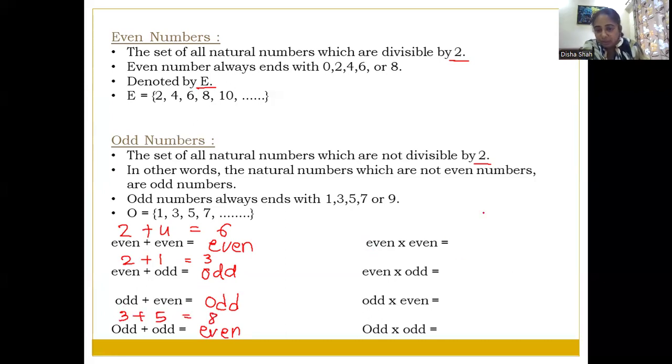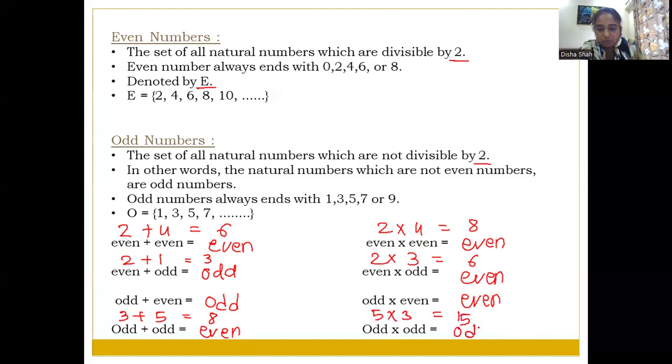Next, even into even. Now let's see multiplication में क्या होता है. इवन नंबर को एक दूसरे इवन नंबर से मल्टीप्लाई करोगे, so answer will always be an even number. Even into odd, so 2 into 3 is 6. So even into odd will also give you an even number. Odd into even will once again give you an even number, and odd into odd, for an example 5 into 3, 15. So this will always give you an odd number. ये चीज आपको पता होनी चाहिए.